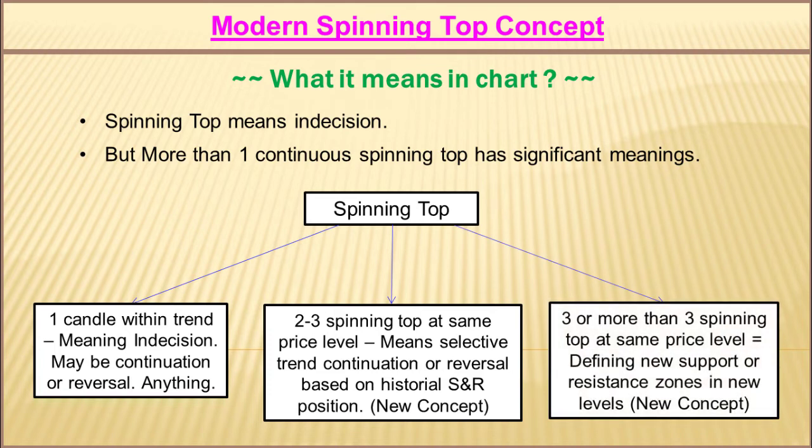And the third type is that 3 or more spinning top candles at the same price level define a new support and resistance zone at that new level. This is also a new concept which was not available in traditional price action, and it has been included in the modern price action technique. So friends, when you get 3 or more spinning top candlesticks at the same price level, you may use that price zone to draw a support and resistance level.